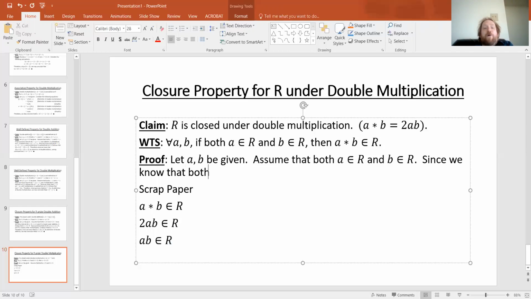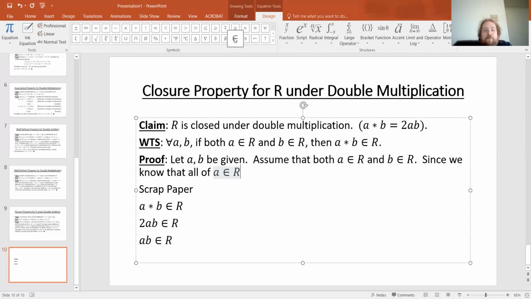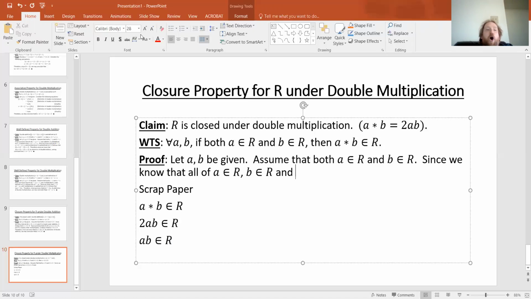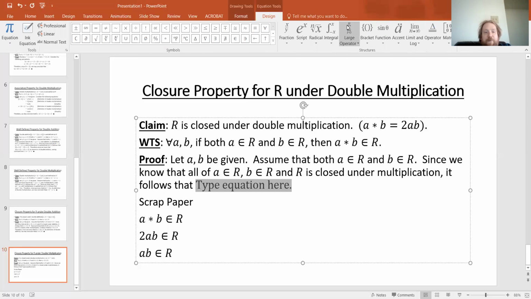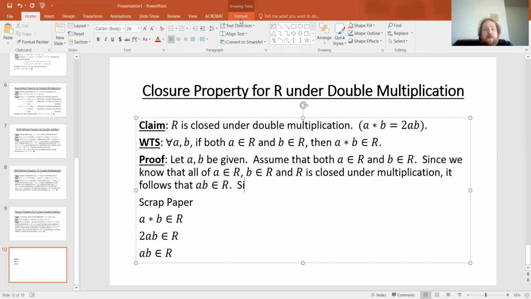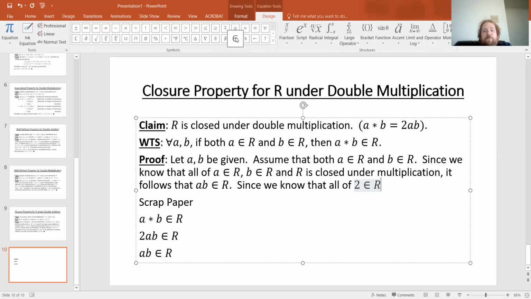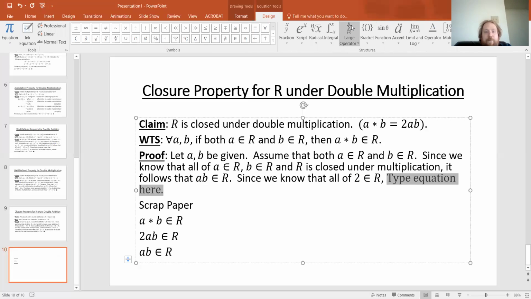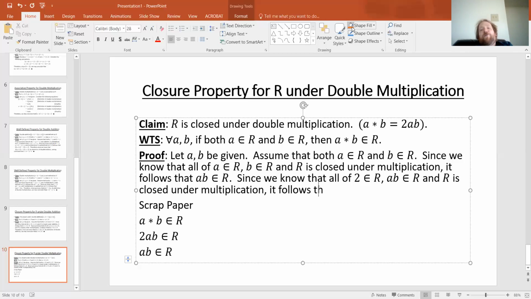Since we know that A is in R, B is in R, and R is closed under multiplication, it follows that AB is in R. Since we know that 2 is in R, AB is in R, and R is closed under multiplication, it follows that 2AB is in R.